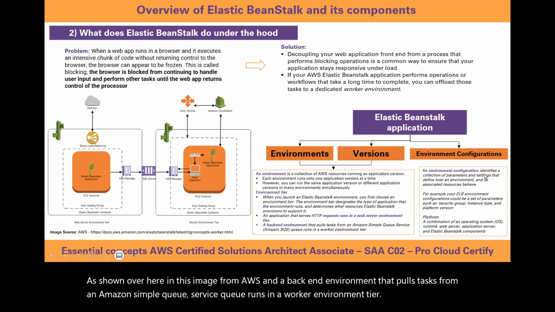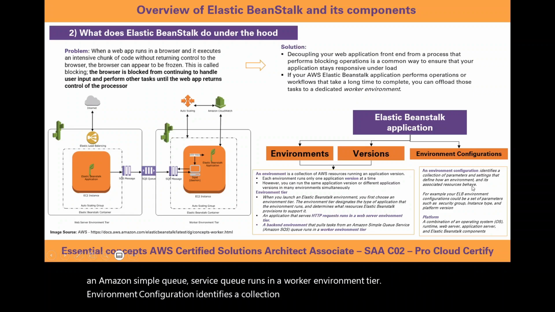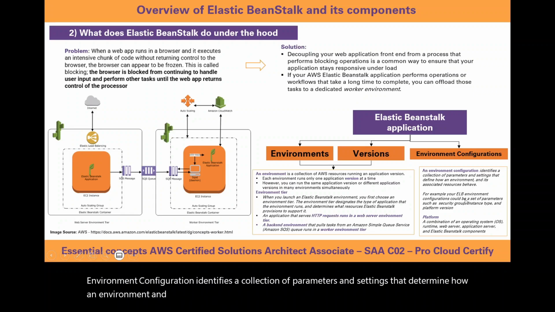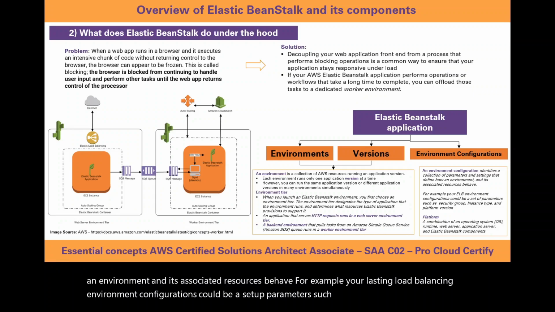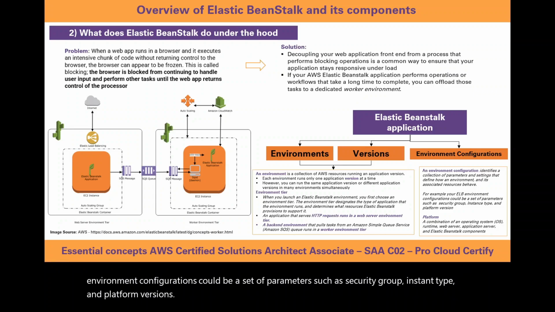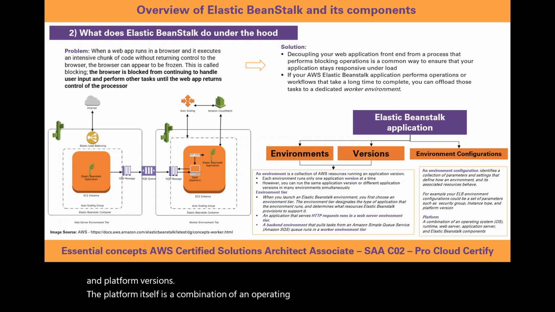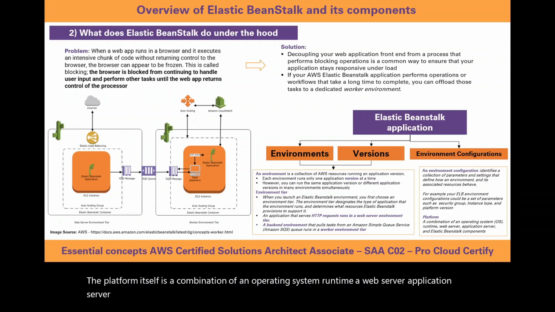Environment configuration identifies a collection of parameters and settings that determine how an environment and its associated resources behave. For example, your Elastic Load Balancing environment configurations could be a set of parameters such as security group, instance type, and platform versions. The platform itself is a combination of an operating system, a runtime, a web server, application server, and Elastic Beanstalk components. So this gives you an overview of what Elastic Beanstalk does under the hood.